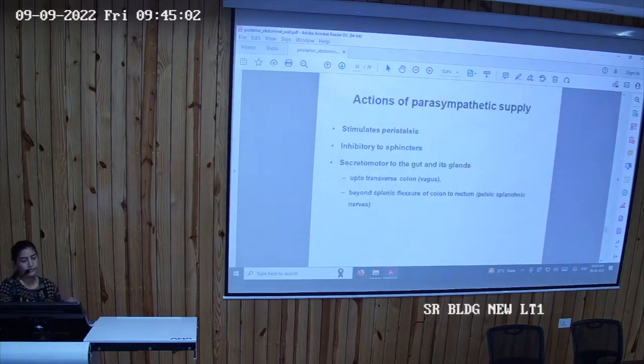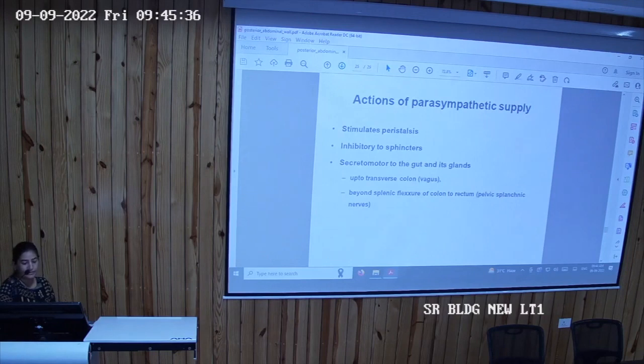Now what would be the effect of the parasympathetic supply to the abdominal and the visceral organs? When you are relaxed and happy, then you have the parasympathetic nerve supply in your daily routine. So it stimulates peristalsis, inhibits the sphincter, so it is opposite of the sympathetic nerve supply. Then it is secretomotor to the gut and the glands. So it would be secretomotor because the secretions are necessary for the digestion and ingestion of the food.